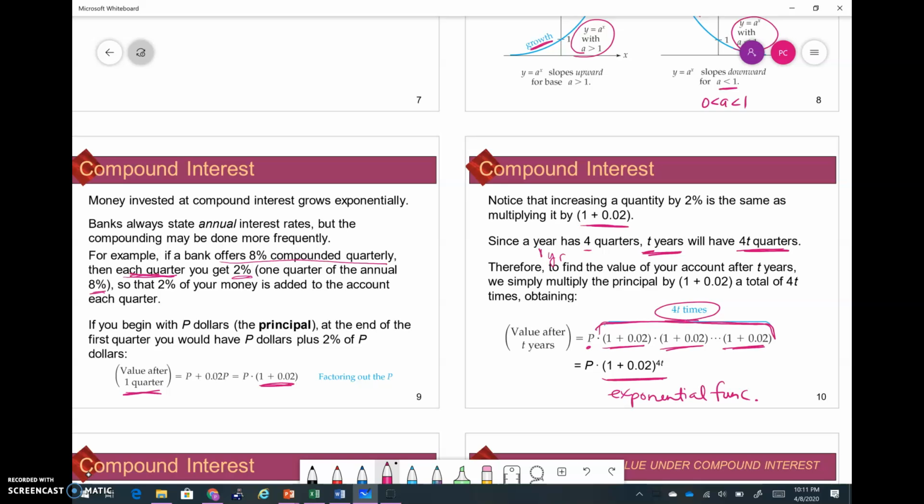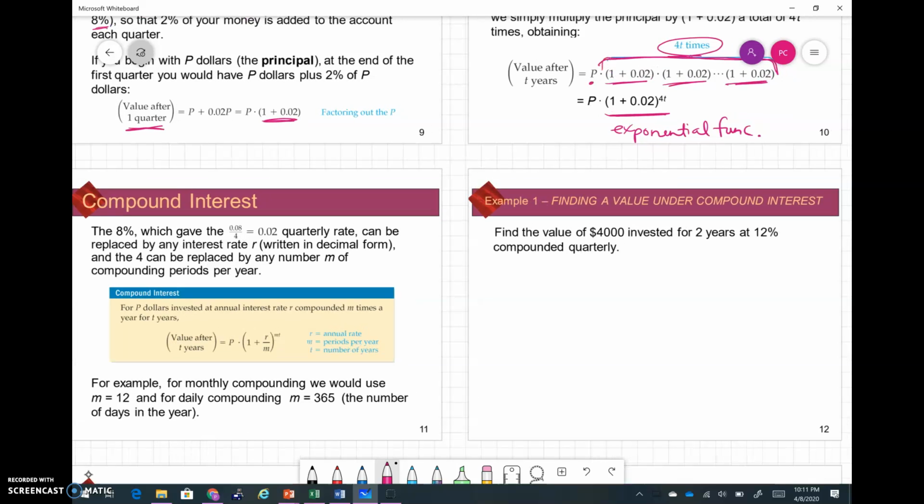All right, so let's keep going. If we do this, the 8%, which gave the 0.02, that's 0.08 divided by 4, the 0.02 quarterly rate, can be replaced by any interest rate written as a decimal, and the 4 can be replaced by any number m of compoundings per year. If you remember back from college algebra, in a lot of those formulas the times compounded per year was usually an n. So if you want to replace m with n, that's fine. But the formula becomes: the value after T years, that final amount, a lot of times called A, is P times 1 plus R over M, all raised to the MT power.